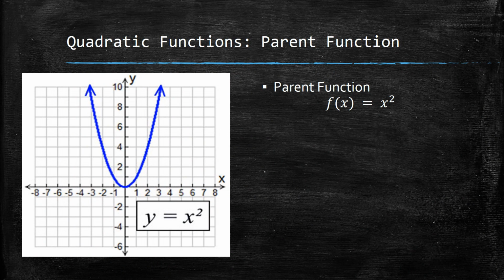So here's the parent function for quadratic functions in general. The name of the graph is called a parabola. So make sure that you start referring to the graph as a parabola. Okay, it's not a U, it's a parabola. The things that you need to know about it is where the vertex is, where your y-intercept is, and where your axis of symmetry is.